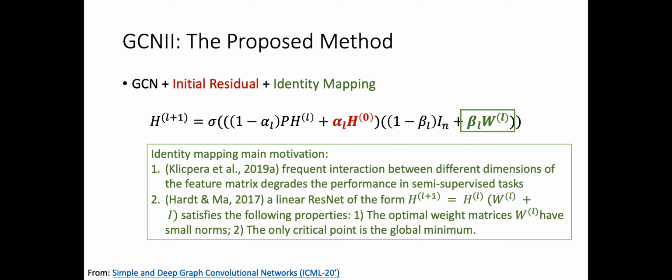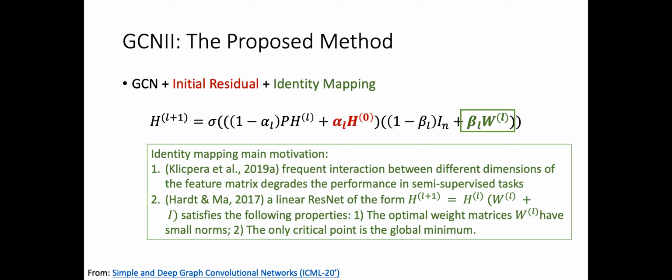The identity mapping's main motivation includes the following. First, a 2019 paper shows that frequent interaction between different dimensions of the feature matrix may degrade the performance in the semi-supervised task. By applying this kind of identity mapping, we can reduce this interaction between different dimensions and therefore may help to improve the performance.